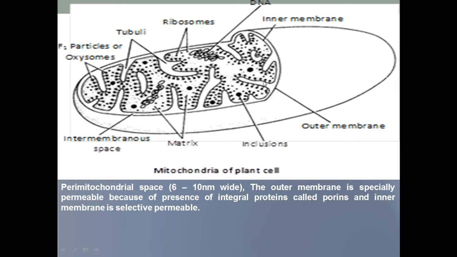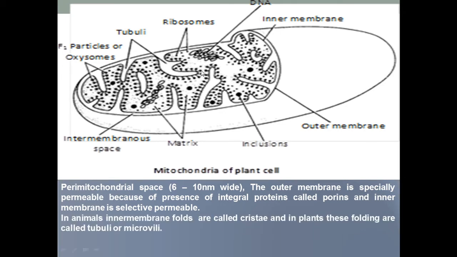Now what is the difference? A selectively permeable membrane allows only selected molecules to enter, and a freely permeable one allows many ions and smaller molecules to enter. So the outer membrane has free permeability and the inner membrane has selective permeability, and the reason is the outer membrane has porins. What is the meaning of integral proteins? Integral proteins are proteins which are present throughout the membrane. When we study the structure of membrane, you will know this very clearly.